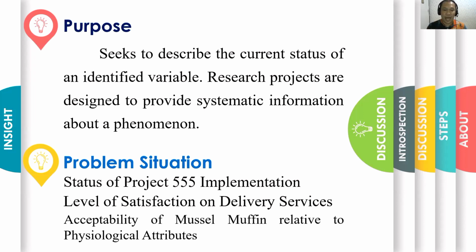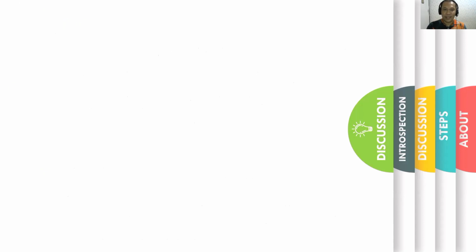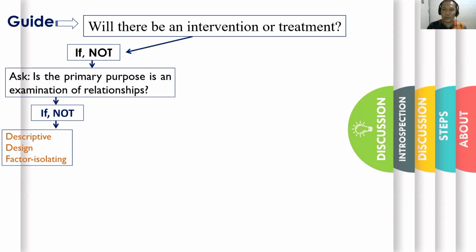Or we look into the acceptability of muscle muffin relative to the physiological attributes. How acceptable is the muscle muffin? When we talk about physiological attributes, we are just describing. Therefore, this is descriptive research. Remember, this is a factor isolating research design. Okay. Now, let's go back to our guide model.